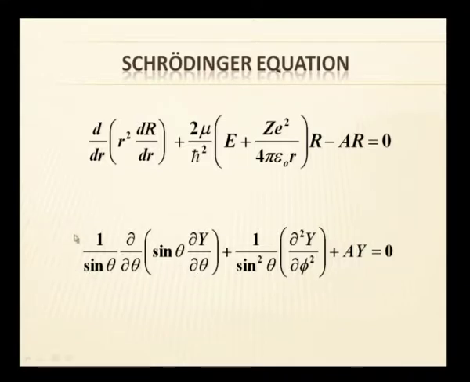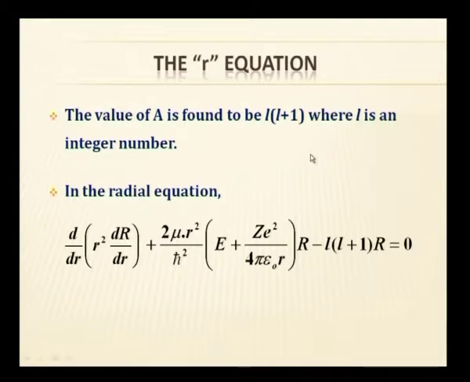Therefore, the angular part of the Schrodinger equation will be 1 by sin theta dou by dou theta into sin theta multiplied by dY by d theta plus 1 by sin square theta into dou square Y by dou phi square plus A Y. So, this refers to the angular part, this refers to the radial part of the Schrodinger equation. So, we now talk about the r equation. What is the r equation? The equation containing r. So, I am now talking about this equation, the radial part of the Schrodinger equation.